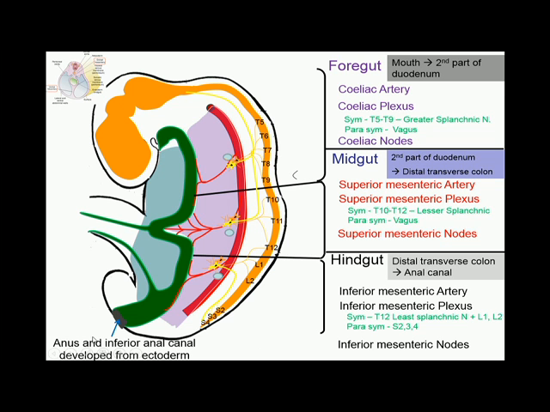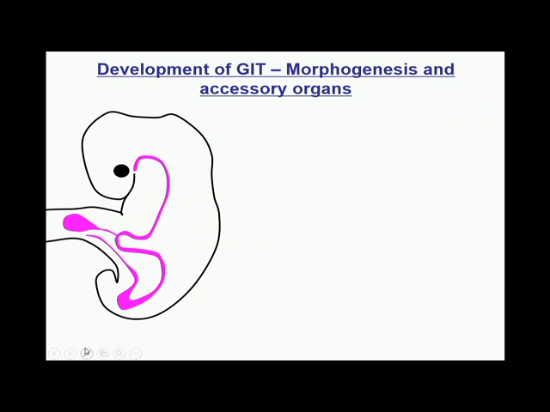This part here, we'll talk about the development of the anus later, probably in the last lecture. So that is not developed from the endodermal tube, right? The anus is developed from the ectoderm. Right, I'll quickly go through this one. This is not that important a slide.